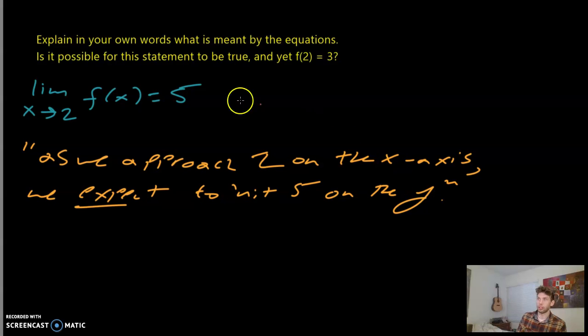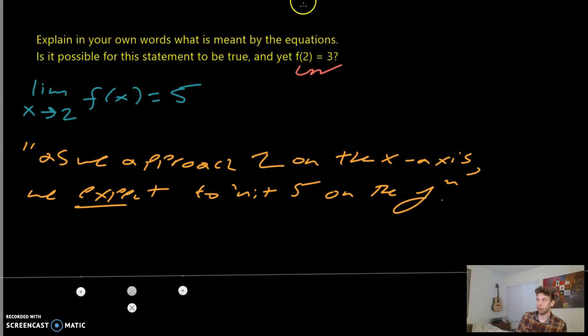So let's see what else they say. So for the second portion, they say, is it possible for it to be true and yet f of 2 equals 3? So that's important. And the answer is, yes, that is possible. And let's give a little example here.